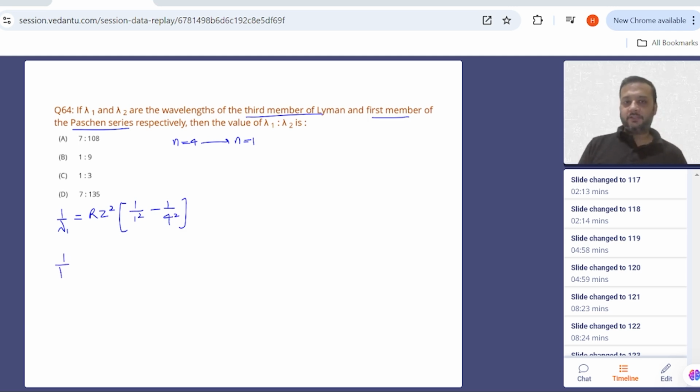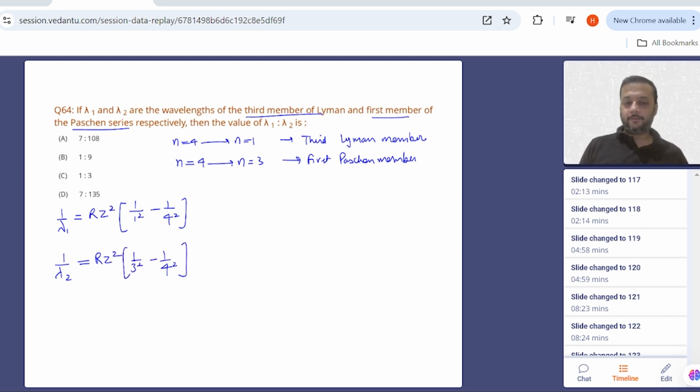Similarly, for the first member of the Paschen series, the jump will happen from n equals 4 to n equals 3. This is the first member of Paschen, and the earlier one was the third Lyman member. In this case, the wavelength of the released photon is lambda 2. That will be R Z square into 1 by 3 square minus 1 by 4 square.